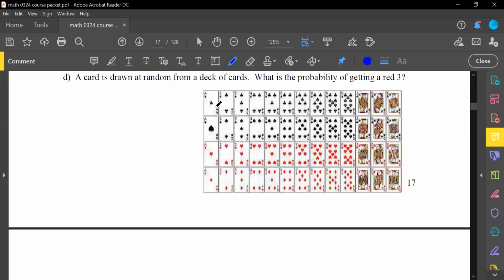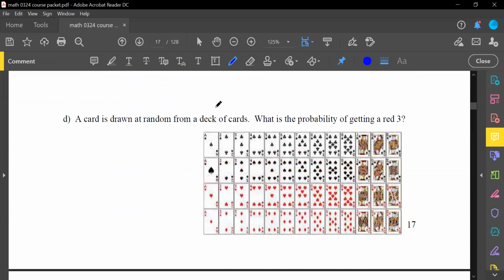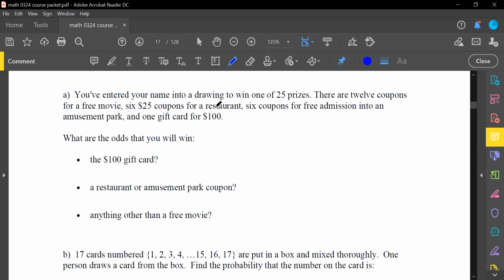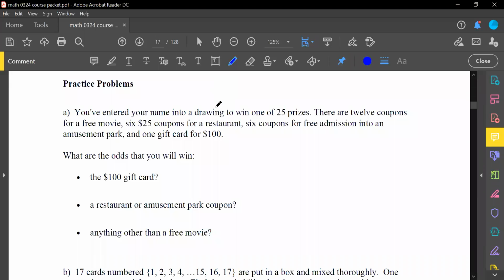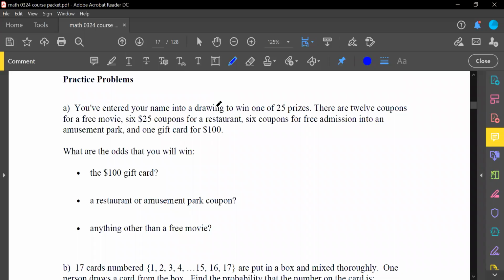All right, so we're going to work some practice problems, and that should fill out my lecture for Monday. It says you entered your name in a drawing to win one of 25 prizes. There are 12 coupons for a free movie, 6 $25 coupons for a restaurant, 6 coupons for free admission into an amusement park, and 1 gift card for $100.